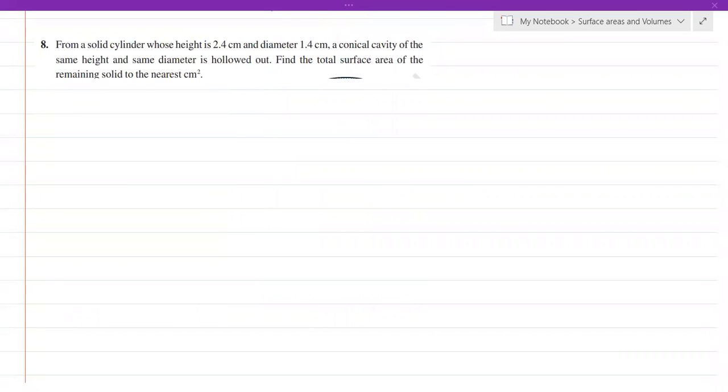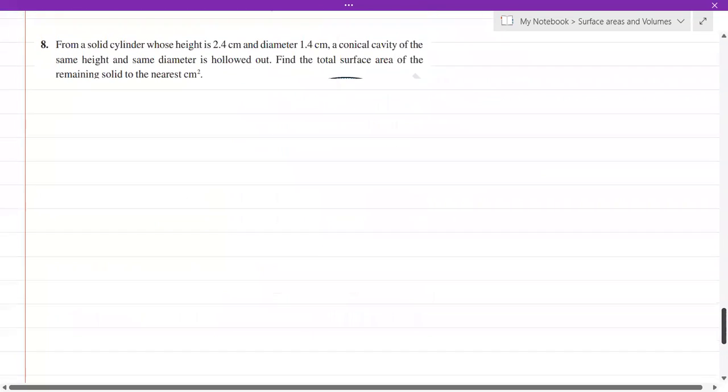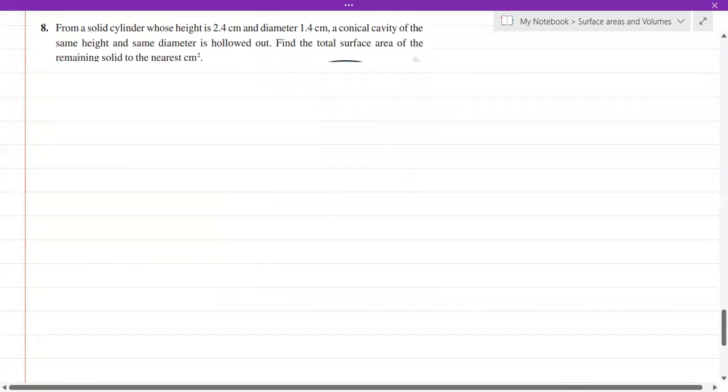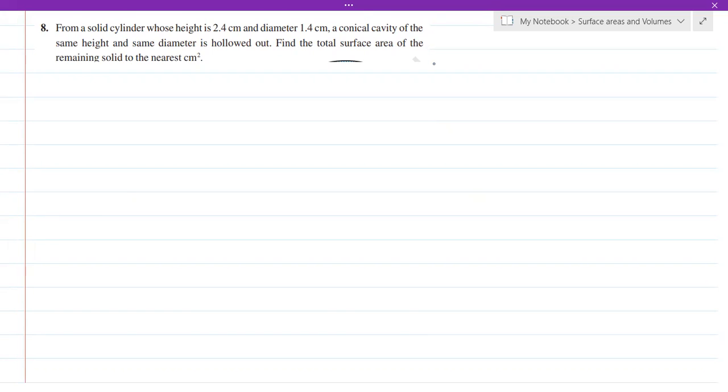From a solid cylinder whose height is 2.4 centimeter and diameter 1.4 centimeter, a conical cavity of the same height and same diameter is hollowed out. Find the total surface area of the remaining solid to the nearest centimeter square. So what they have given us is a solid cylinder. When we say a solid cylinder, it is completely closed. Suppose we have constructed a cylindrical shape using wood. It is completely closed, isn't it?